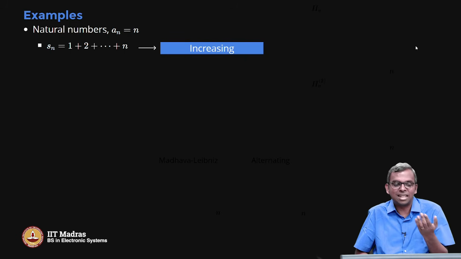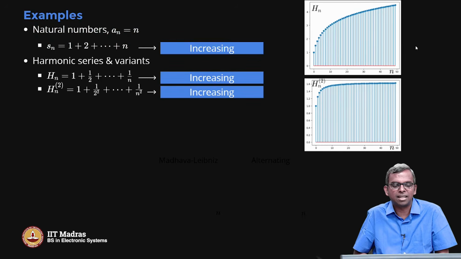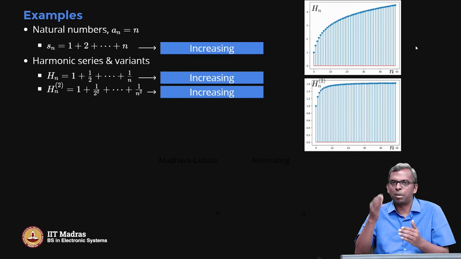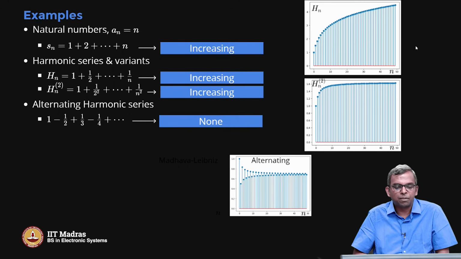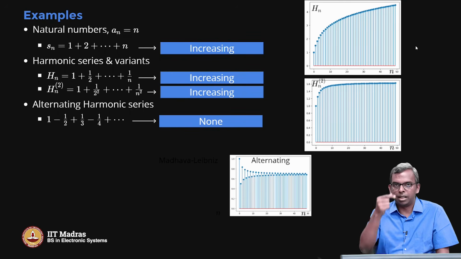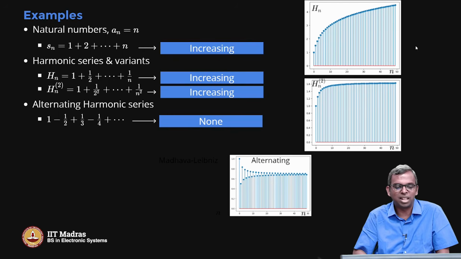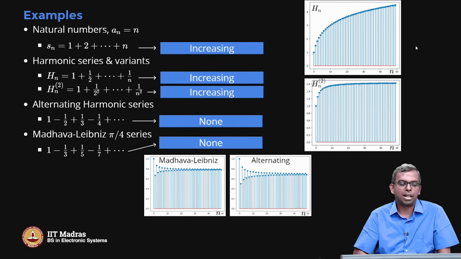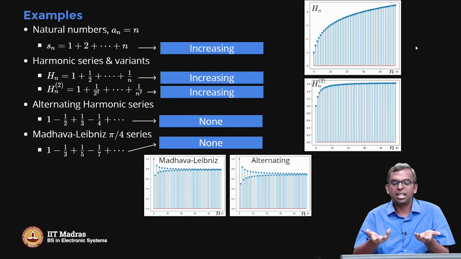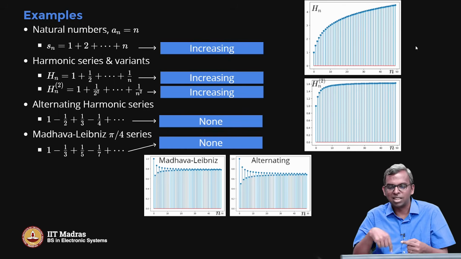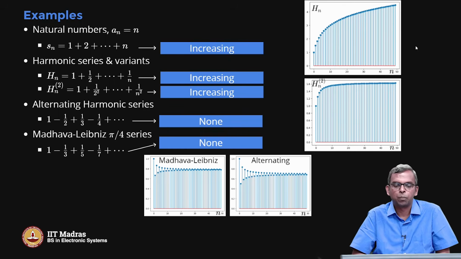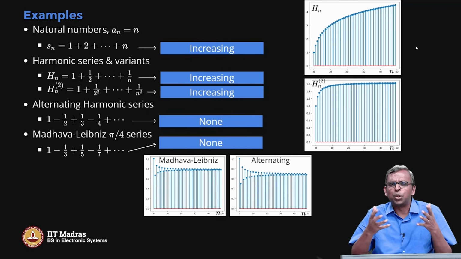Okay, so let's go to our series examples. The natural number series is increasing clearly, right? And the harmonic series is increasing. The 1 by n squared series is increasing. All these series are increasing because I'm keeping on adding. What about alternating? The alternating series is not monotonic. Because it decreases, increases, decreases, increases. You can see it in that picture, no? It just goes down, up, down, up, down, up. So it's neither increasing nor decreasing. Same thing with the Madhava-Leibniz pi by 4 series. It's clearly not monotonic. You just do a plot, you see that it's going up and down, up and down, up. Okay.